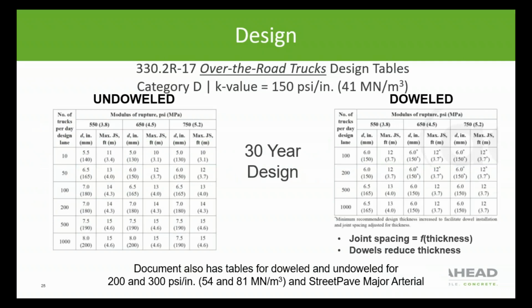So designing pavements for over-the-road semi-trucks utilizes charts based on different soil values. These charts are set up with truck frequencies on the left, flexural strength, or the modulus of rupture, at the top, and then the resulting thickness is below within the chart. You'll also find the maximum joint spacing for each design. This document provides you with doweled as well as undoweled designs for each of these scenarios. I do want to point out that this is a 30-year design. So if you're familiar with other ACI paving documents, you'll know that that is a difference between this document and those documents.